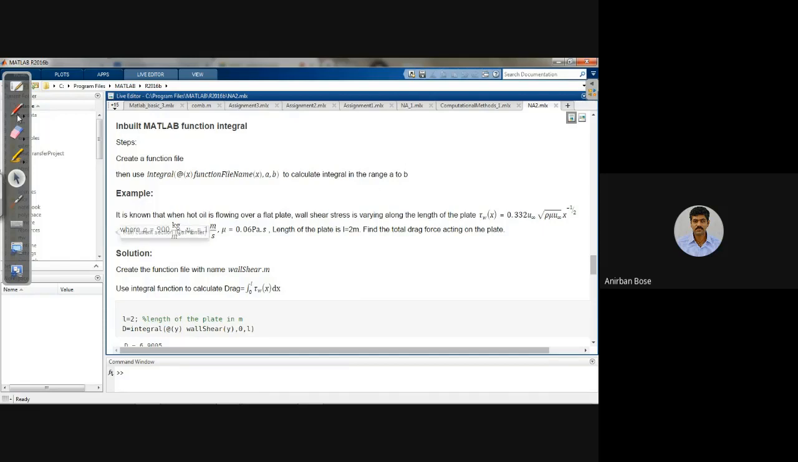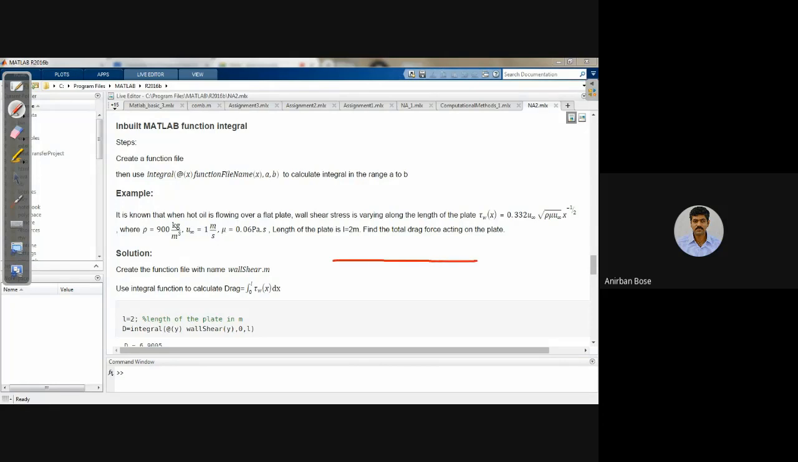So there is a plate, and the length of the plate is given, and over the plate some hot oil is flowing. The properties of the oil, the velocity of the oil u infinity and the viscosity of the oil, are given. The question is, when the oil is flowing over it, how much force that particular plate is going to experience. So definitely the plate is going to experience a force in this direction, and this is the drag force that the plate is going to feel.